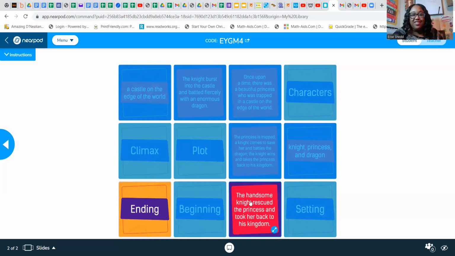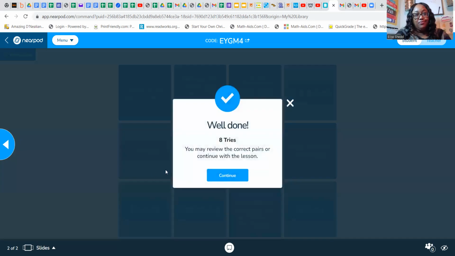And of course, the last one, but not least. The handsome knight rescued the princess and took her back to his kingdom. That is the ending of the wonderful story. Happy endings. I like those, don't you? Yes, I do. I don't like sad endings. Well, sometimes it's sad, but I really like happy endings, good endings. Endings where the problem was solved. Well done. You got them all correct.